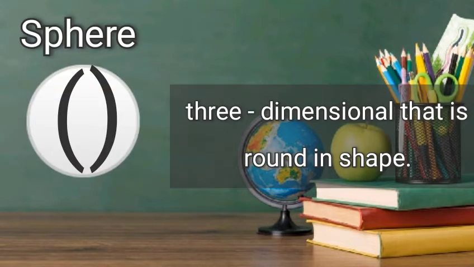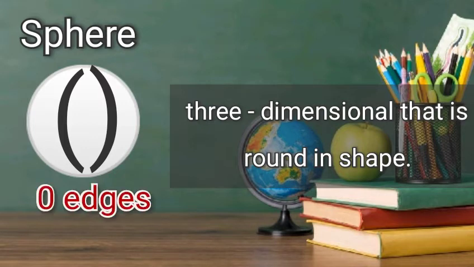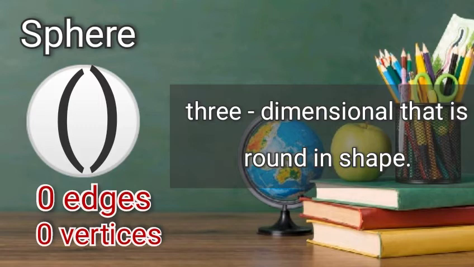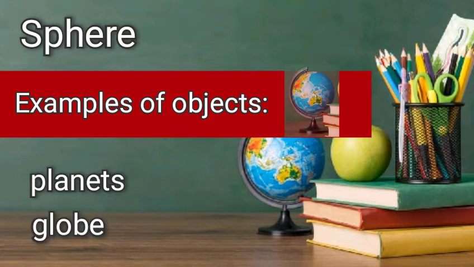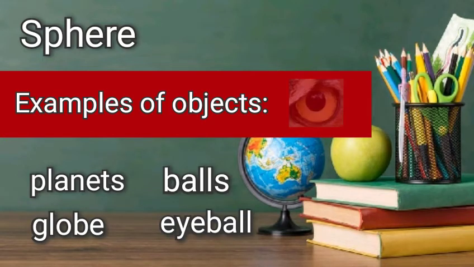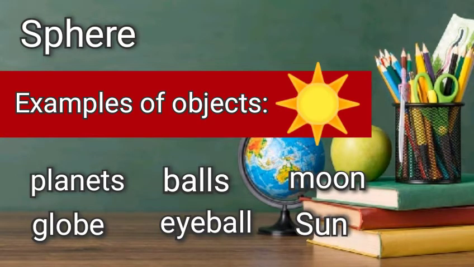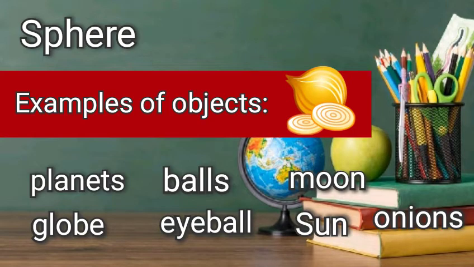A sphere is a three-dimensional shape that is round. It does not have any edges or vertices like other solid figures. Examples of objects: planets, globe, balls, eyeball, moon, sun, and onions.